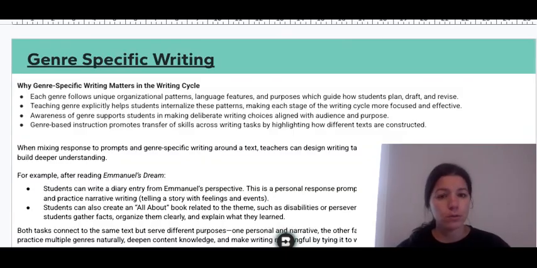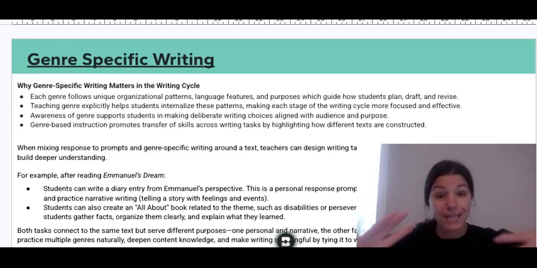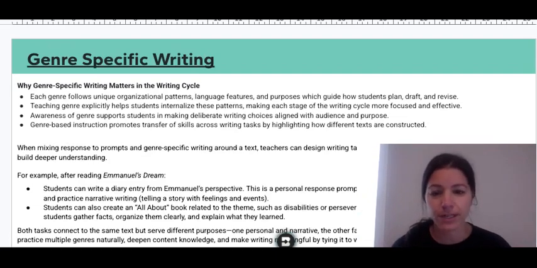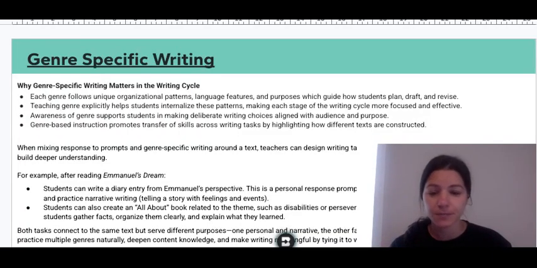So we talked about a response to a text, right? Responding to a mentor text, using a clear structure and moving through the writing cycle with the framework. Now, what does that look like for genre-specific writing? Well, genre-specific writing matters, and it can be incorporated within that writing cycle. When we think about genre, right, we're thinking about that unique organizational pattern. We're thinking about those language features. We're thinking about our purpose for writing, which is going to guide how our students plan, draft, and revise.